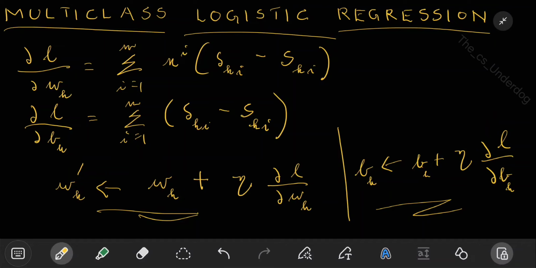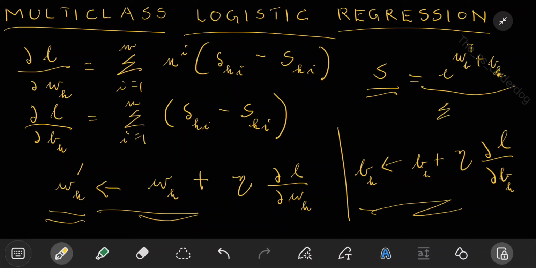You will use the softmax function. We already discussed the softmax function. If you know W's and B's, you can directly apply it in the softmax function where we had e power, let's say, WK transpose plus BK divided by the sum over all the values. That's what we had done. So if you know W and B, then you can directly use them in the softmax function.